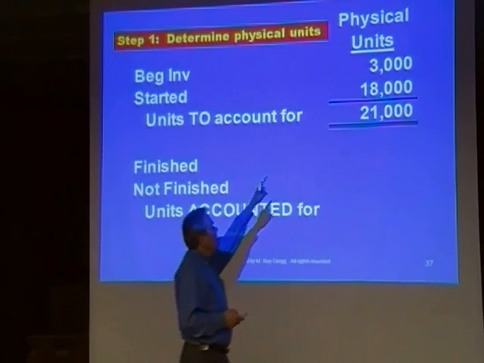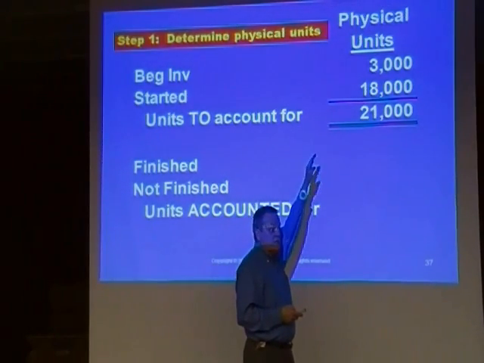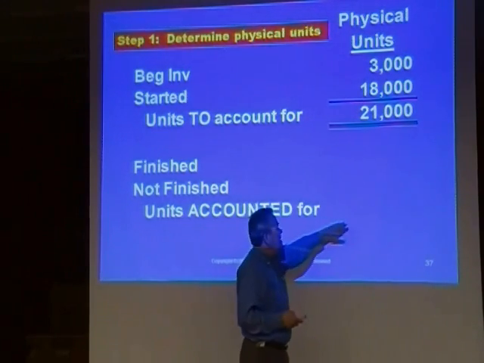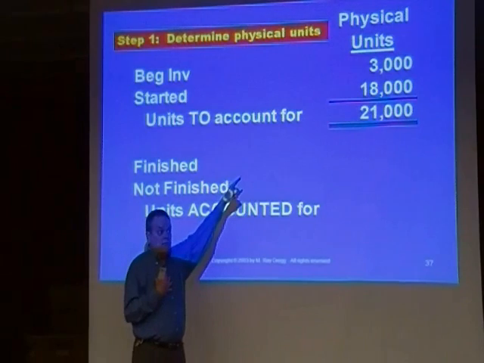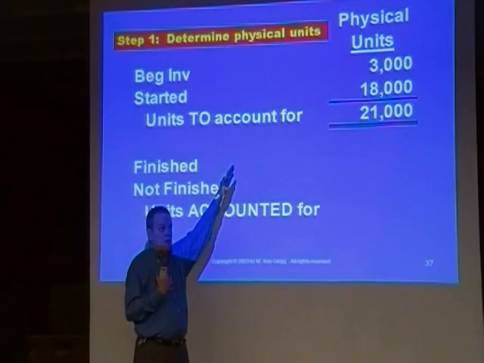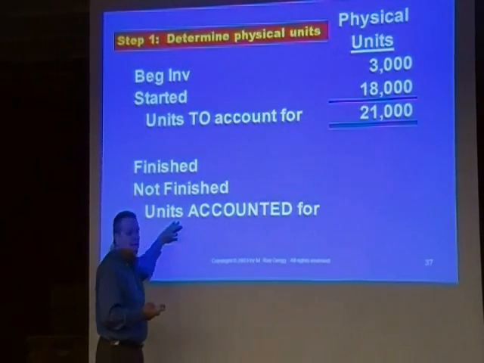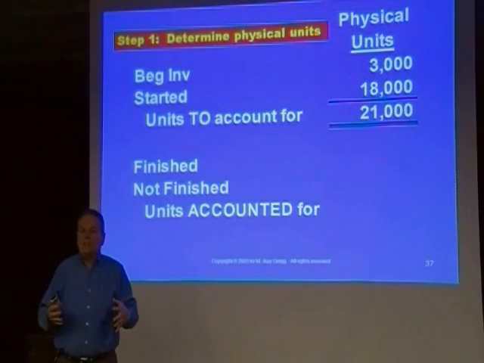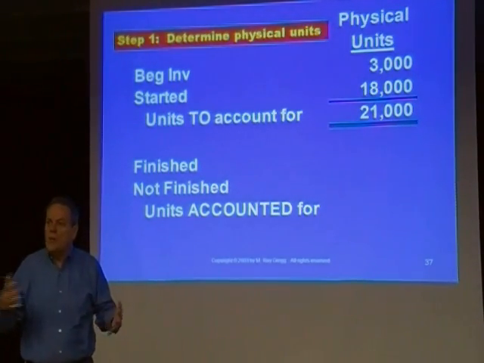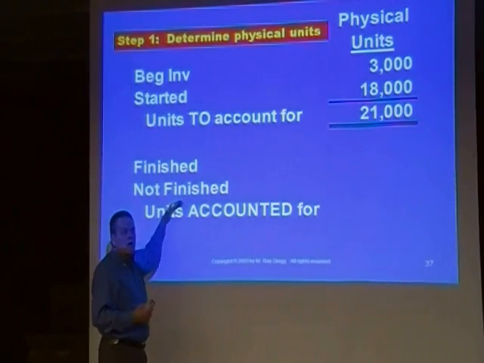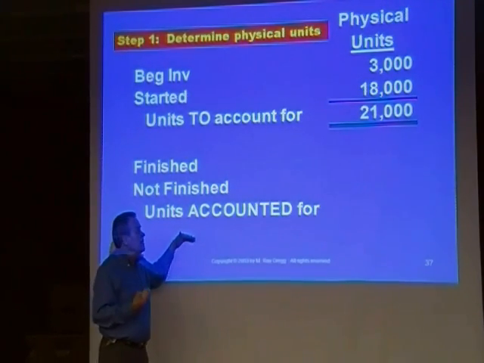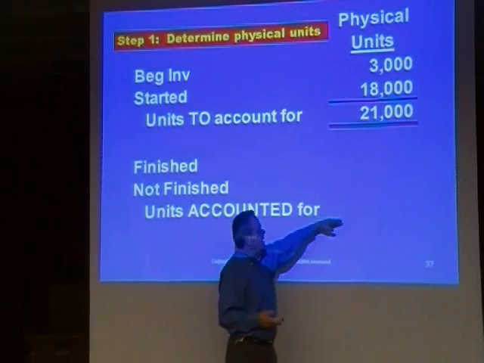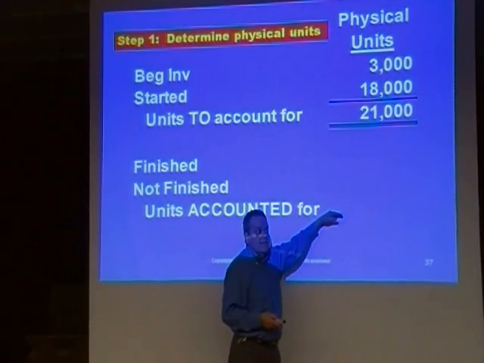First of all, these 21,000 in this first part have to be these. If you look at my labels, these are goods for which we're responsible, goods to account for. And this is our answer to our boss. If our boss says, "What did you do with those units this month?" We say, "Well, boss, some were finished, some weren't. This is my effort to tell you what I did with them." This sum, 21,000, has to be the same.